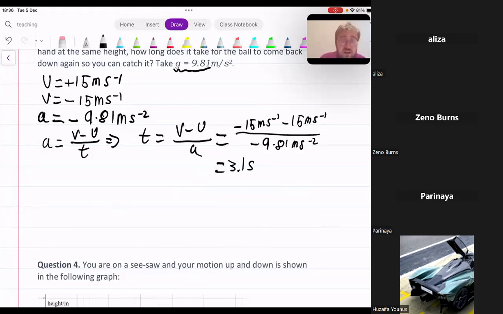Any questions? Yes, 15 meters per second. I was asking, is 15 meters per second the velocity? Yes, 15 meters per second is both the initial velocity, up, and then negative 15 meters per second was the final velocity when we catch it. Are there any other questions?